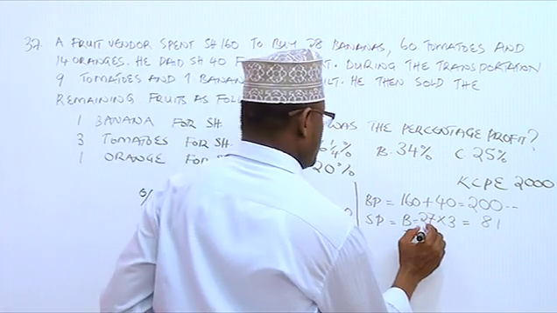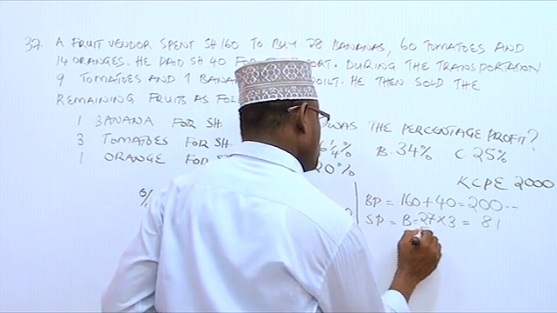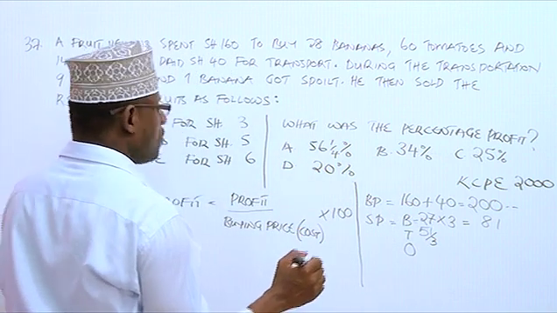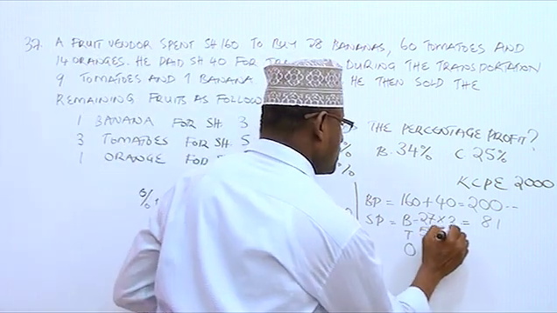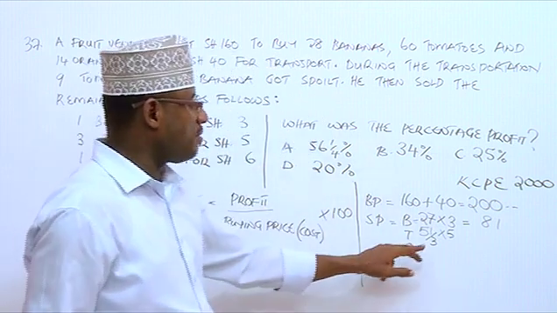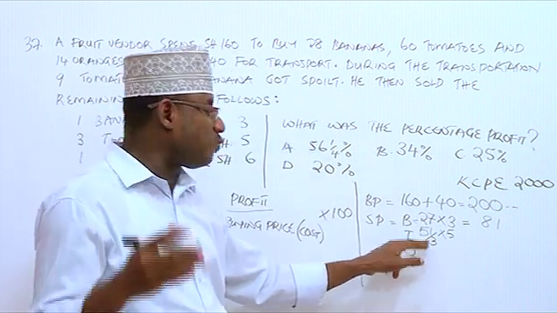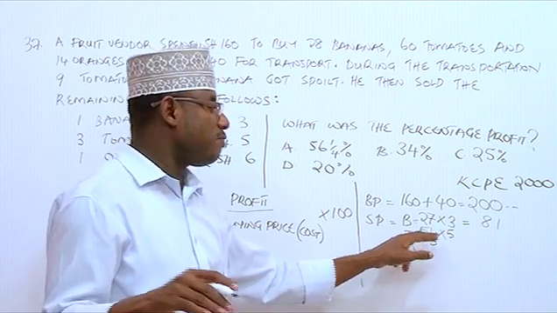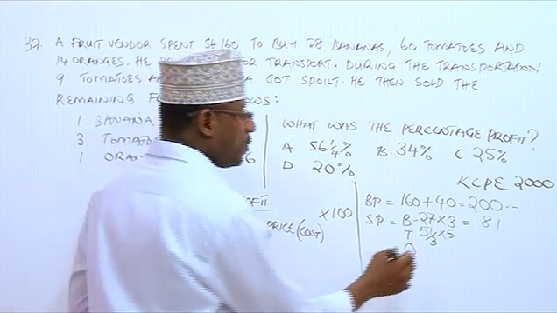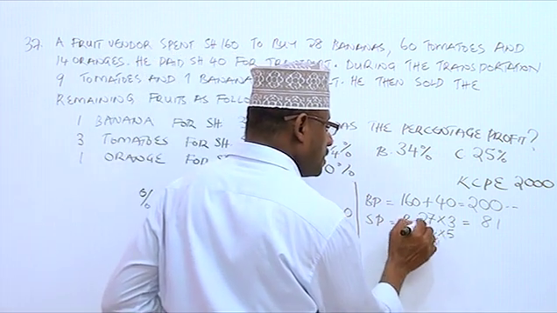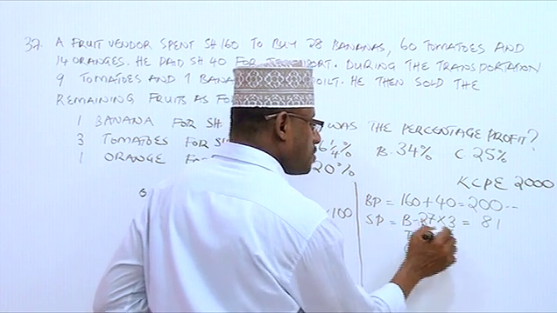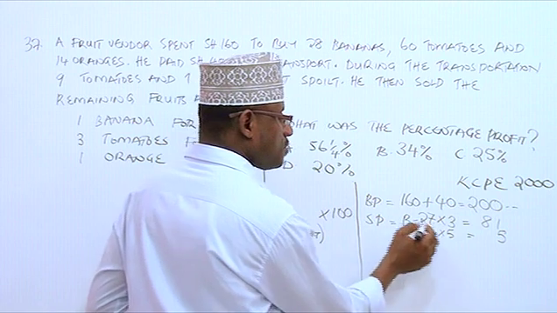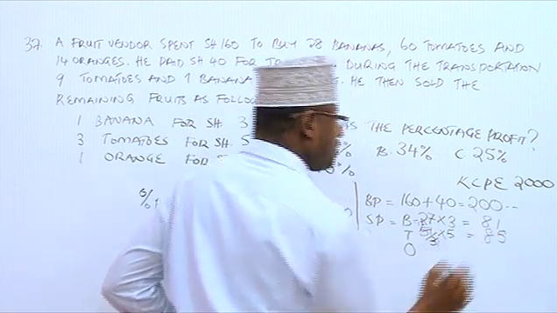So how many tomatoes remain? 51 tomatoes remain. Divide by 3 tomatoes for how much? For 5 shillings. So 51 tomatoes divided by 3 so that we can get how many groups of 3s we can get out of the 51 tomatoes remaining. And then each group is 5 shillings, so multiply by 5. When we cancel, we get 17. And 7 times 5 is 35, carry 3. And then 1 times 5 is 5 plus the 3 is 85.